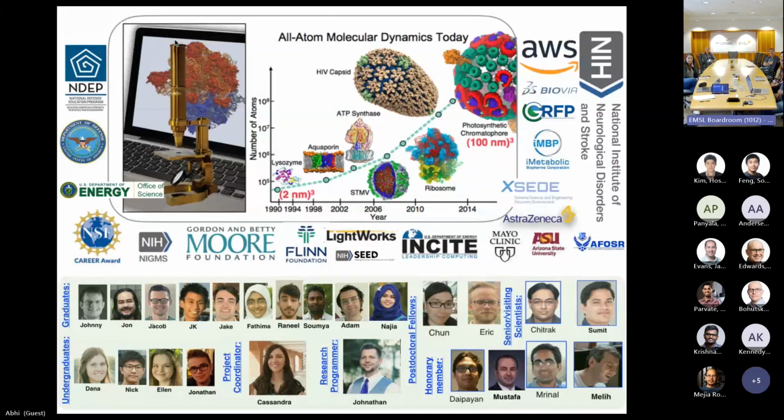So this is my team right now. We are mostly a computational team. We like to call what we do computational microscopy, or how computers can be used as a microscope to look into biological objects. The tool that we develop and work with is called a molecular dynamics simulation tool, and we'll talk about that in a bit.